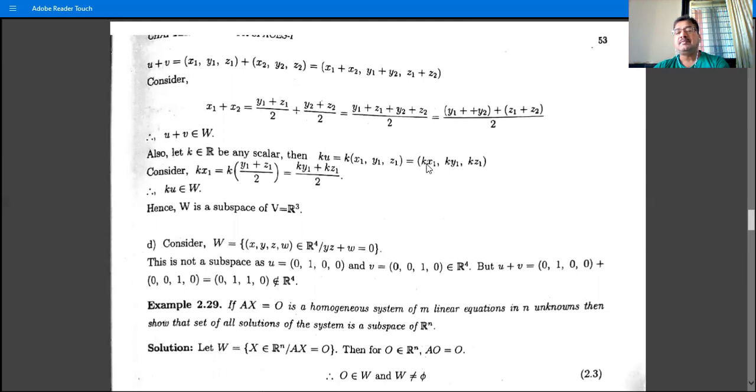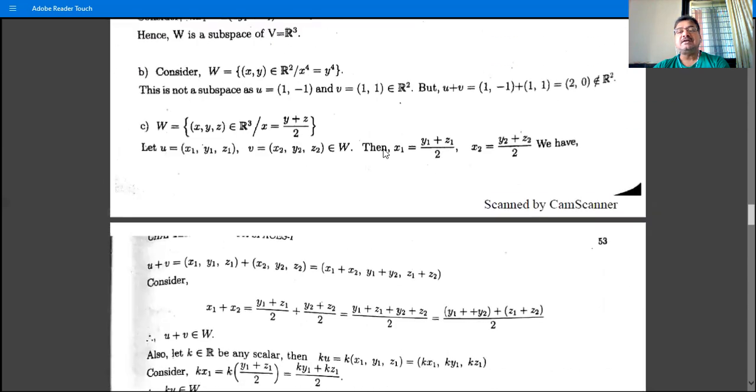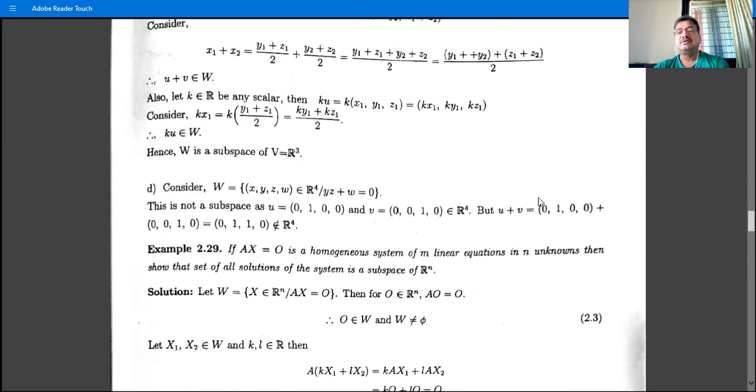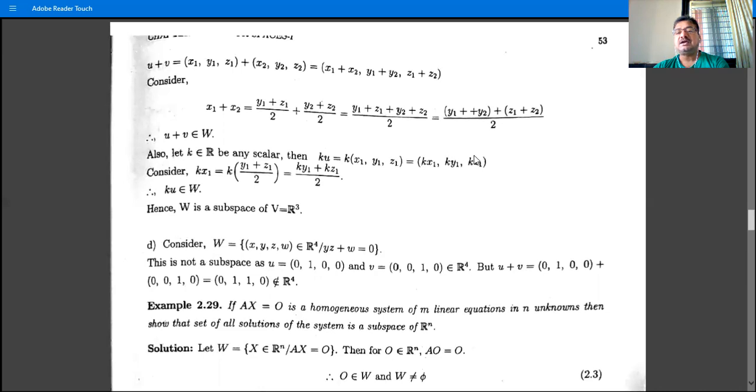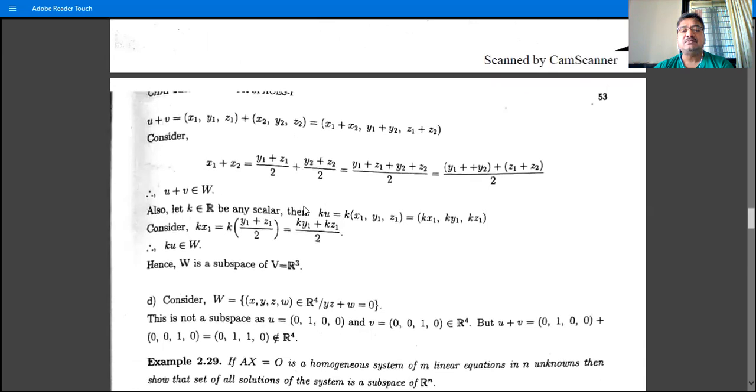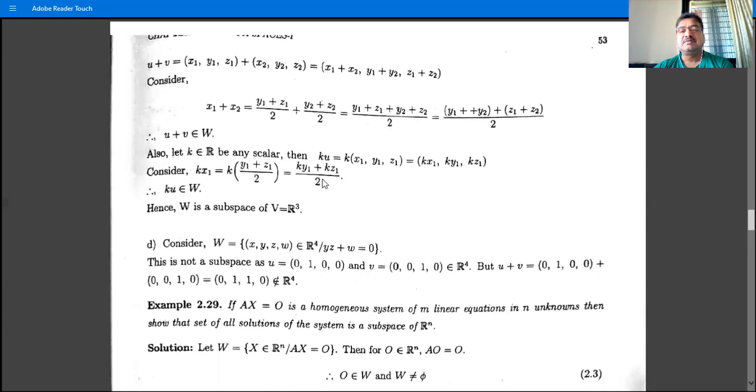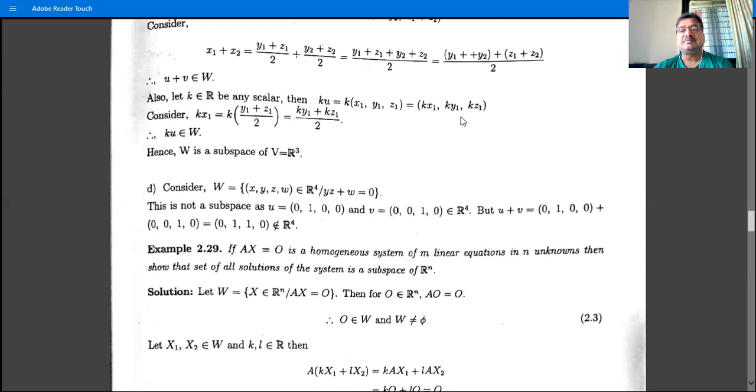This element is an element of W if kx1 satisfies the property that x is equal to (y plus z) by 2, that is, if kx1 is equal to (ky1 plus kz1) divided by 2, then we say that this is an element of W. So consider kx1 is equal to k times x1. What is x1? x1 is (y1 plus z1) by 2, that is (ky1 plus kz1) divided by 2, and this element satisfies the condition that kx1 is equal to (ky1 plus kz1) by 2, and therefore ku belongs to W for all scalars k and for any u belonging to W, and therefore W is closed for scalar multiplication.